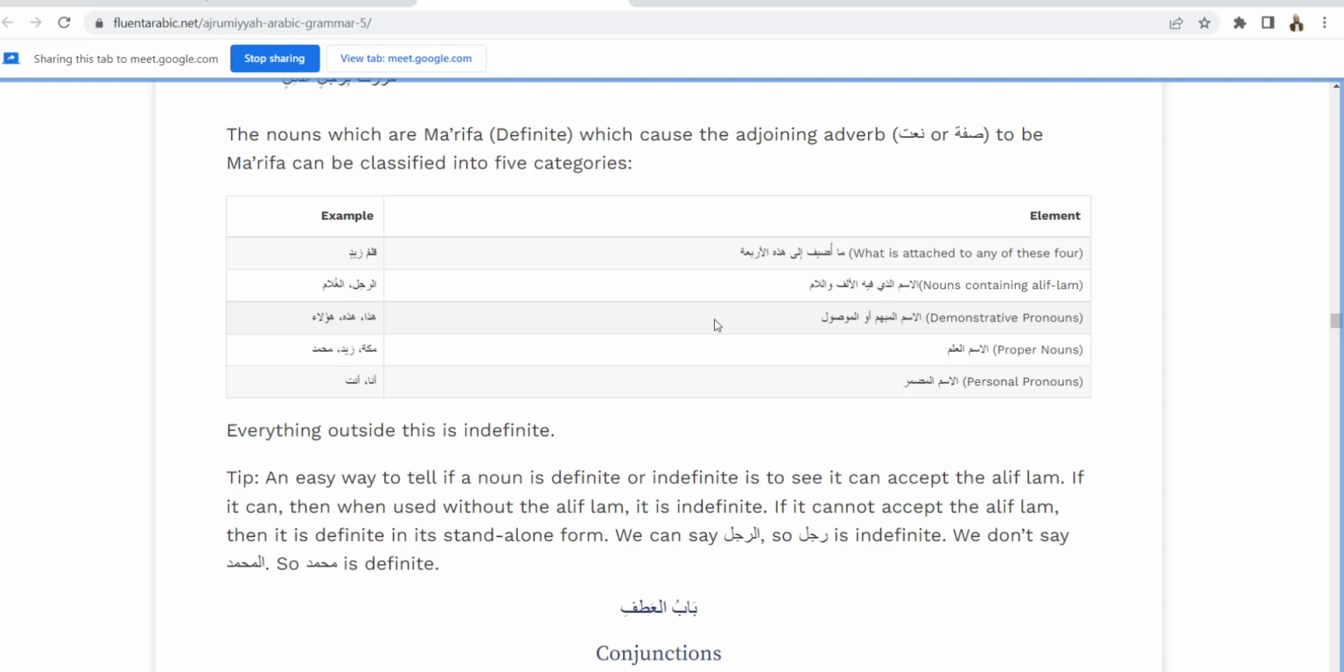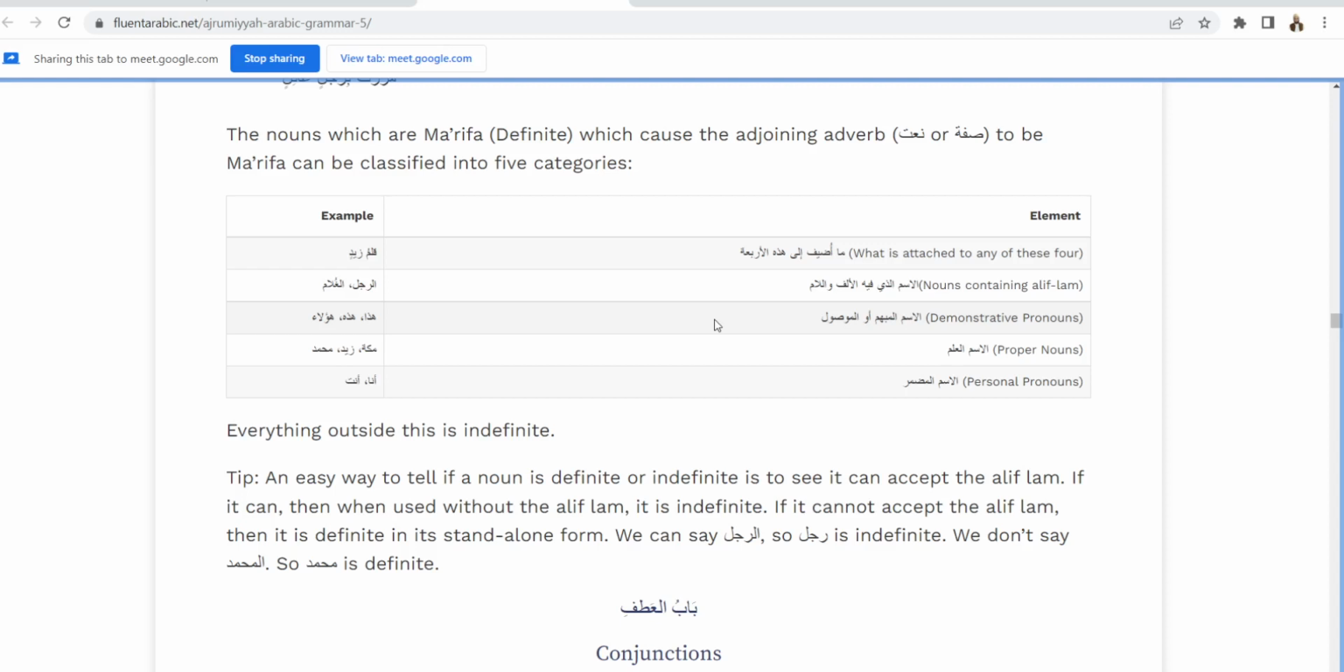Number four, al-ism al-alam, proper nouns. Proper nouns, like Muhammad, Rafiq, Ali, Mecca, a place, you know, like this. And then number five, al-ism al-mudmar, personal pronouns. If someone speaks about himself, like ana, anta, antuma, antunna, you know, these are defined.